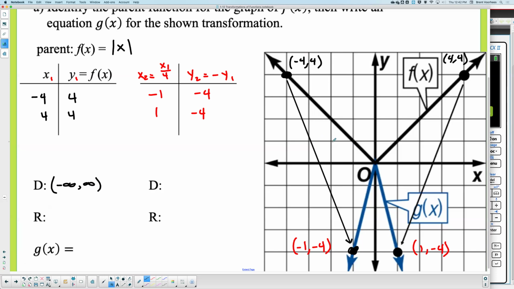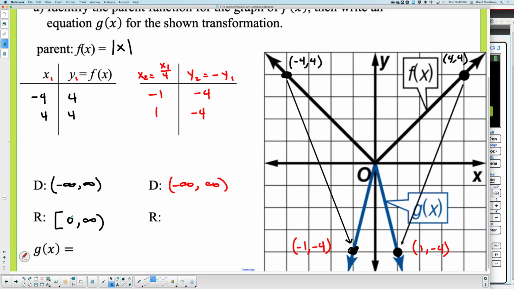Okay, tell me about my range. Do I have negative y's? No. Do I have positive y's? Do I have 0? So it's from 0 until positive infinity. Good. Now, for my transformed graph, let me just do the math. You take your x1, negative infinity, divide by 4. What's negative infinity divided by 4? Negative infinity. You take your positive infinity, you divide that by 4. Still positive infinity.